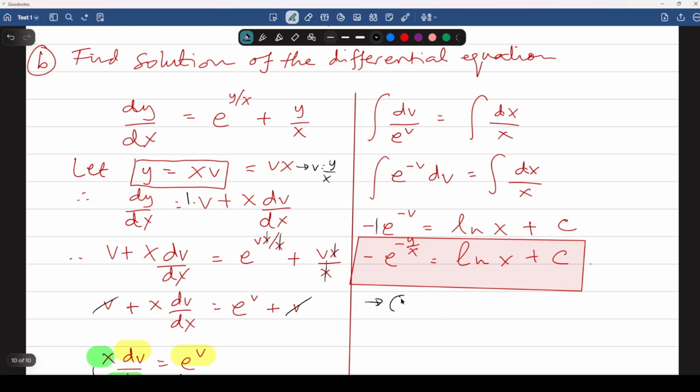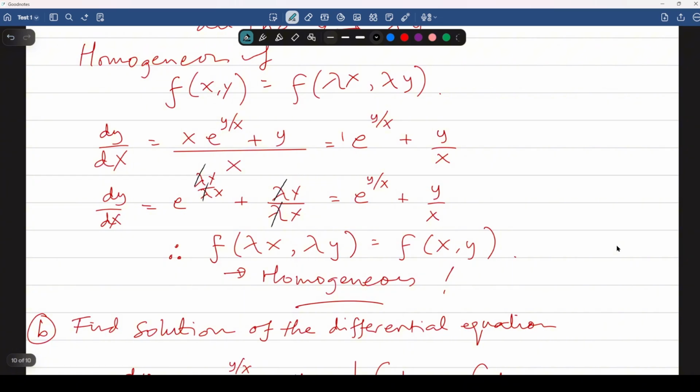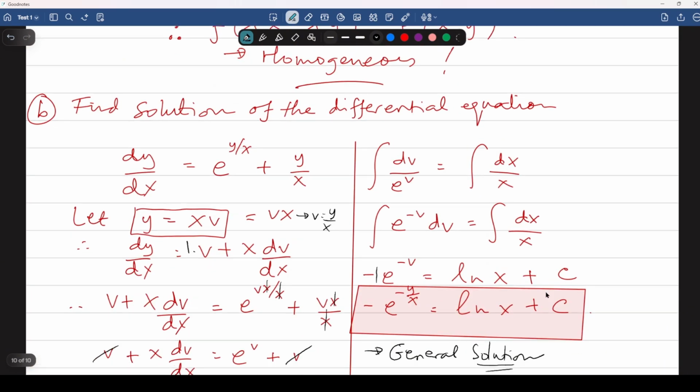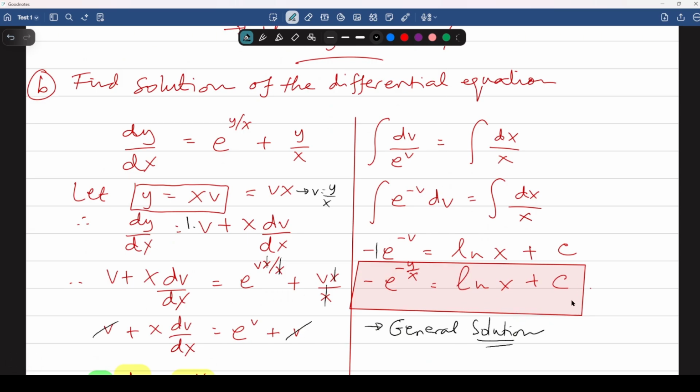To be specific, this is called the general solution rather than a particular solution. We know that this is a solution because we have already removed all the dy/dx. There is no more derivative sign in the function. Let's look at the original question: we have x dy/dx, which is a differential equation. The solution does not have the dy/dx anymore, and that gives us the so-called solution, particularly the general solution.